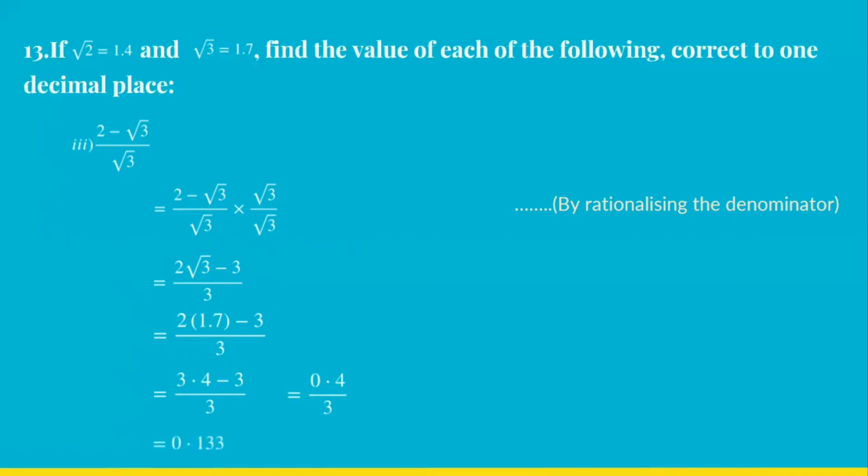Okay. And if you are asked to correct to one decimal place, the answer is going to be 0.1, just to one decimal place. Okay. Let us move on to the next question.